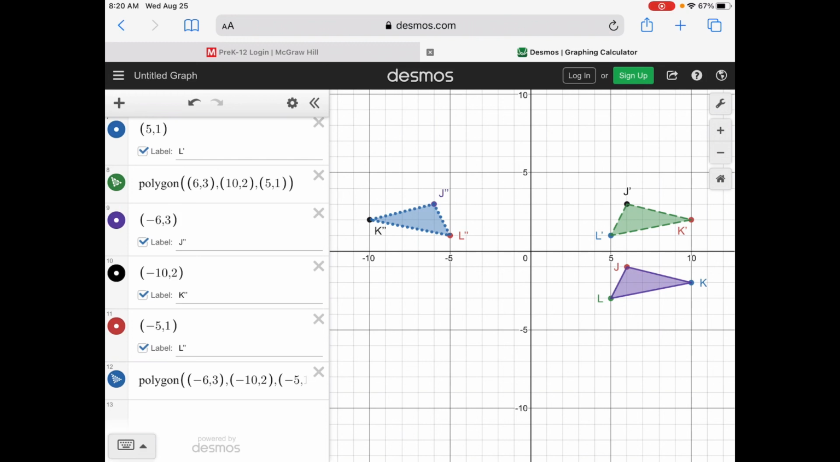And this is a glide reflection. All right, so it's called a composition of transformations because we did two different types of transformations.